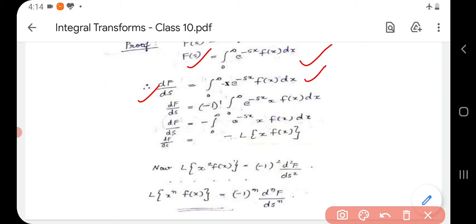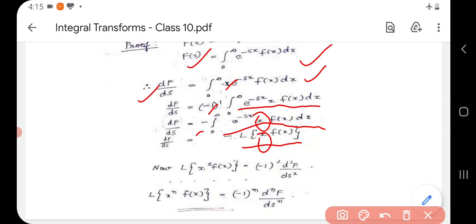Now here there is a negative sign. You just take the negative sign outside. Rest everything is kept as such. So negative is kept here, and this one is retained as such. This is nothing but the Laplace transform of x f(x), because you are having an x here. So the Laplace transform of x f(x) is equal to minus dF/ds.